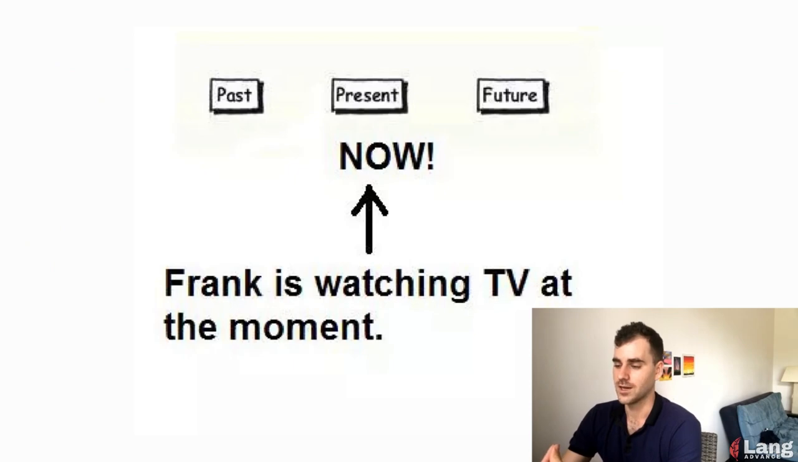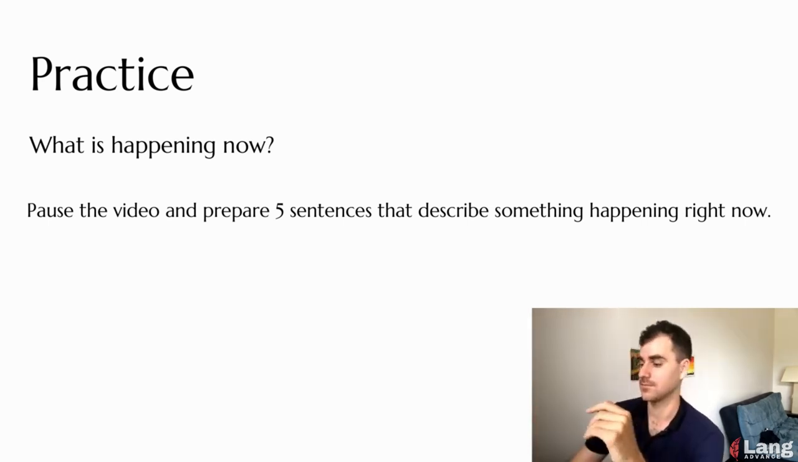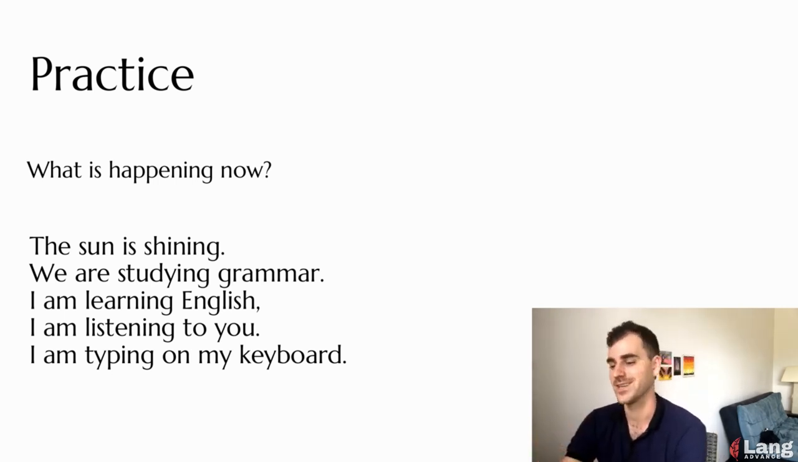First, we're going to focus on actions happening exactly now, like Frank is watching the TV at the moment. I want you to pause the video and prepare 5 sentences that describe something happening right now, exactly now. Look around, look outside, look in your room. What's happening? I hope you paused the video and prepared 5 sentences. Here's some examples. The sun is shining. We are studying grammar. I'm learning English. I'm listening to you. I'm typing on my keyboard.